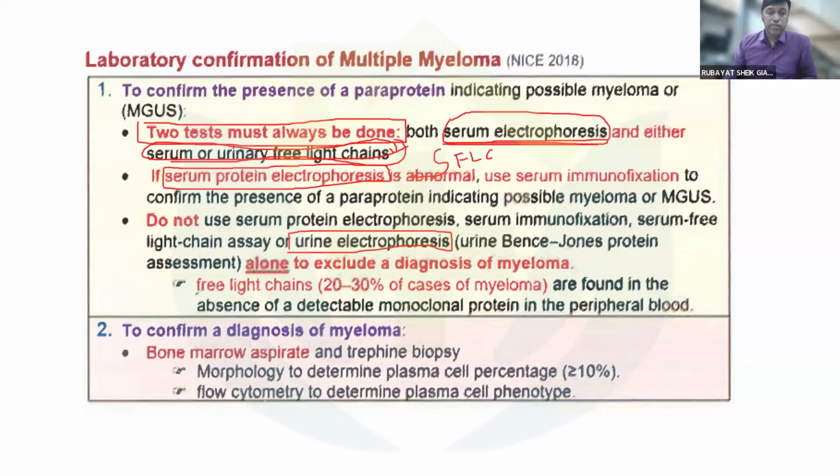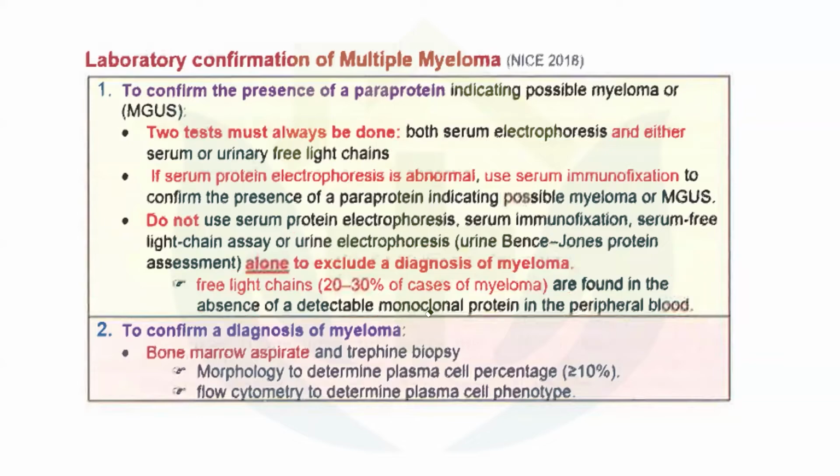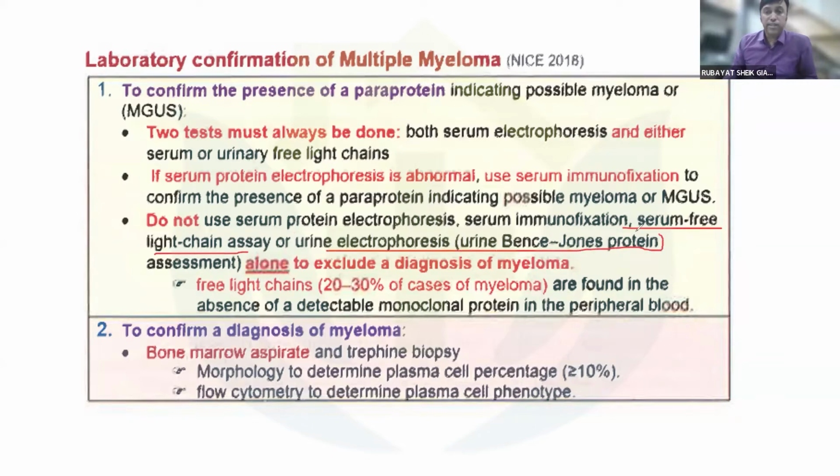As you can see here, in 20% of cases, free light chains are found in multiple myeloma cases without any detectable monoclonal protein in the blood. So this is very important. Sir, is Bence Jones protein the same as the free light chain? No, that's different. Here you can see in the urine, you might get free light chain, or you might get Bence Jones protein. The Bence Jones protein is the IgG and IgA secreted in the urine. That's different. So that's why you have to look for the light chain separately. Otherwise, you will miss the light chain multiple myeloma.